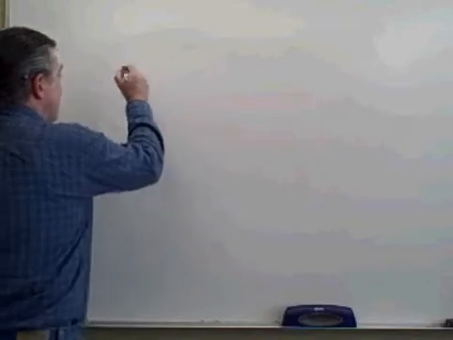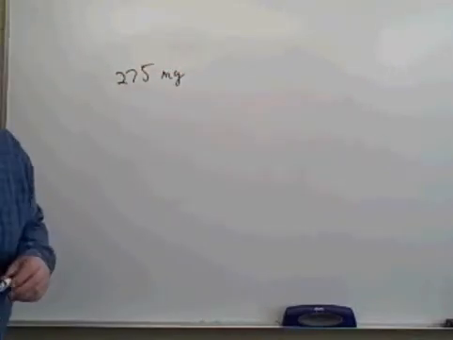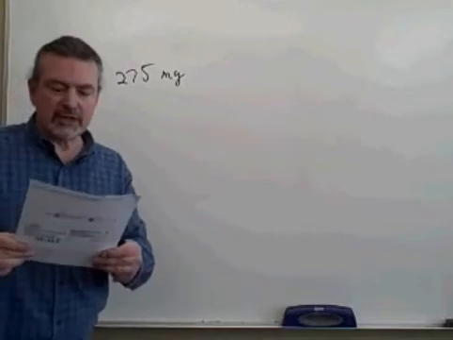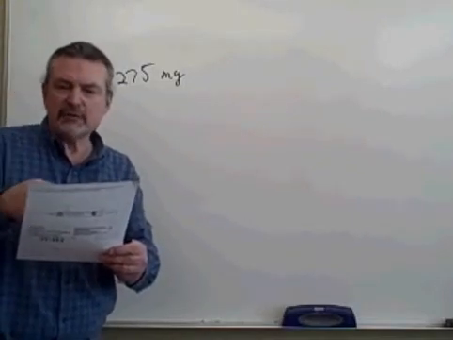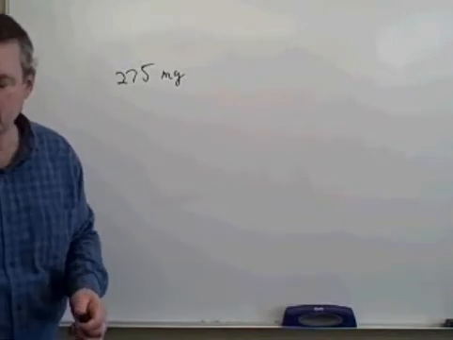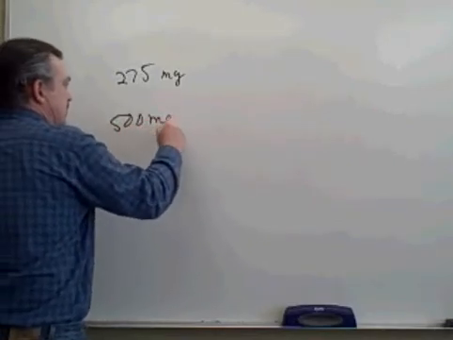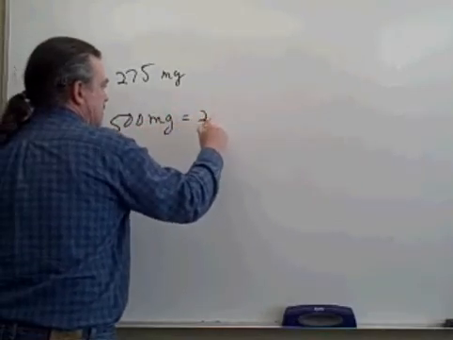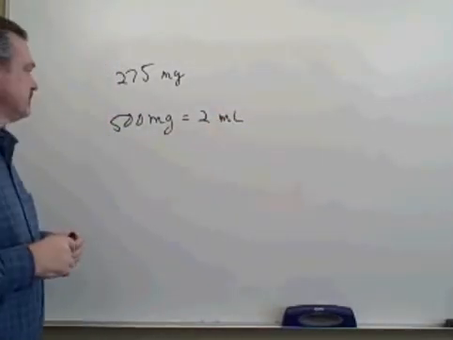All right, so the patient is to receive 275 milligrams of the drug. When we look on the drug label, we find that it says there are 500 milligrams of the drug per 2 milliliters of the solution. So there are 500 milligrams of the drug in each 2 milliliters of the solution.